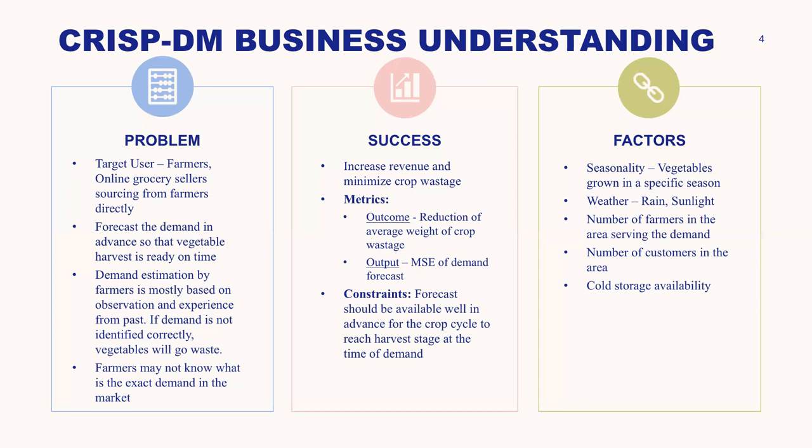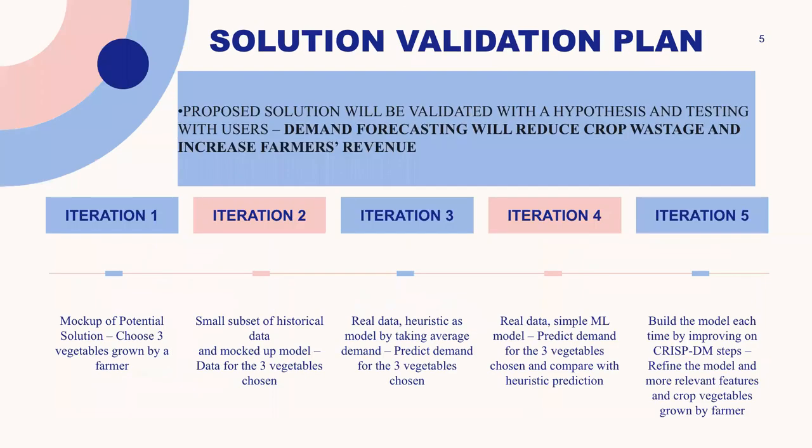The factors in this problem statement are seasonality, the vegetables that are grown in a specific season, then there's weather, then there is the number of farmers in the area serving the demand, the number of customers in the area, and what is the situation of the cold storage available.